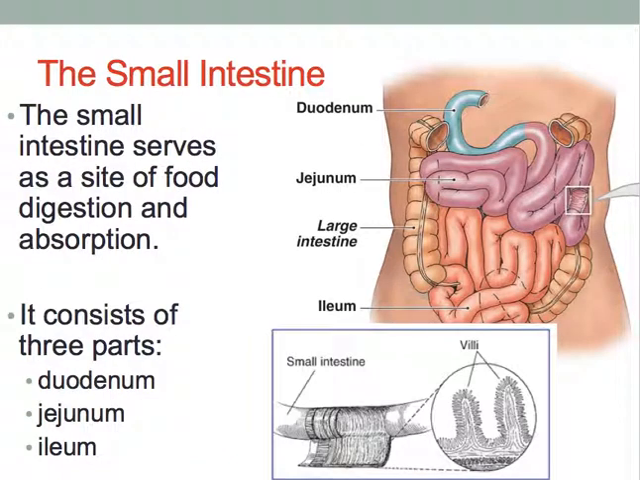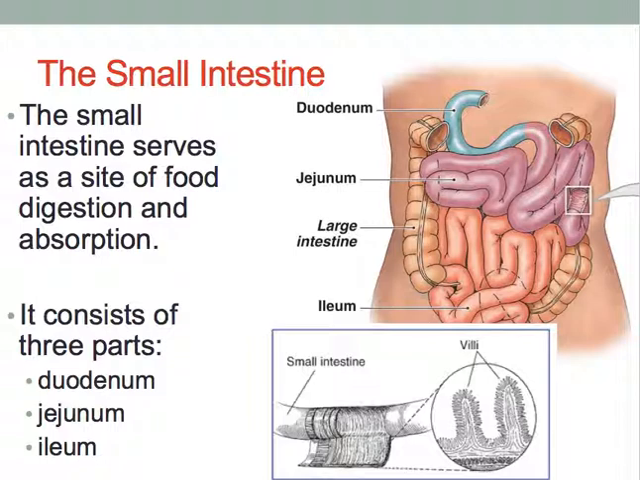So the next stop on the digestive tract is the small intestine. The small intestine is a small coiled tube that would be about 20 feet long in adults. This is where 90% of the digestion occurs. So not your stomach. Most things are digested in the small intestine. One of the really important things about the small intestine that we'll talk about in the next couple slides is the idea that the structure of the small intestine really is important when you think about its function.